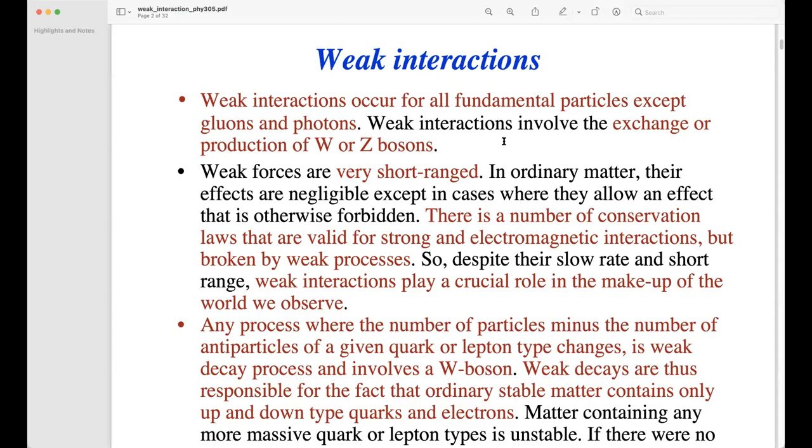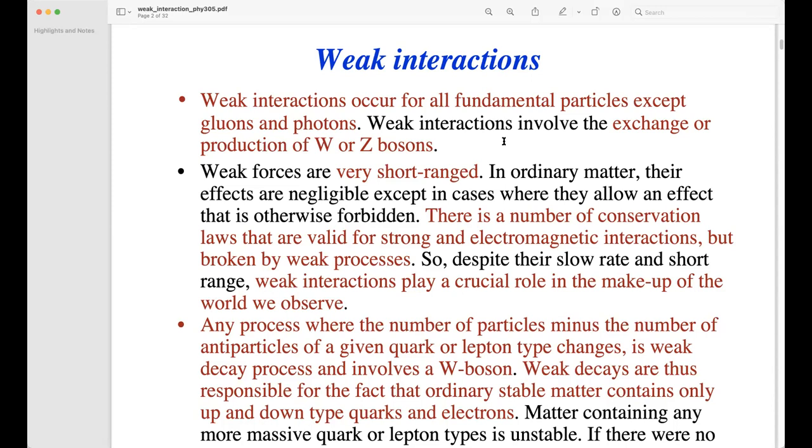But they allow an effect that is otherwise forbidden. There are a number of conservation laws that are valid for the strong and electromagnetic interactions, right? You know the various types of conservation laws; they are valid for the strong and electromagnetic interactions, but they are not satisfied by the weak interactions. That is, they are broken by the weak interactions, right?